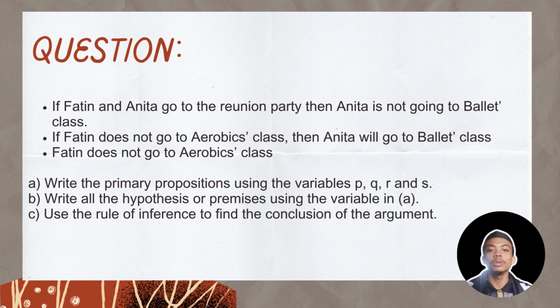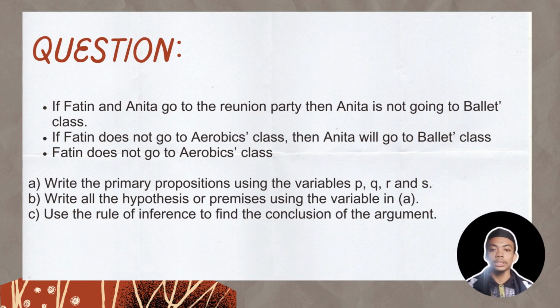Next, I will explain example 4. Consider the following argument. For hypothesis 1, if Fatin and Anita go to the reunion party, then Anita is not going to ballet class. Second hypothesis, if Fatin does not go to the aerobic class, then Anita will go to the ballet class. And the conclusion is Fatin does not go to the aerobic class.